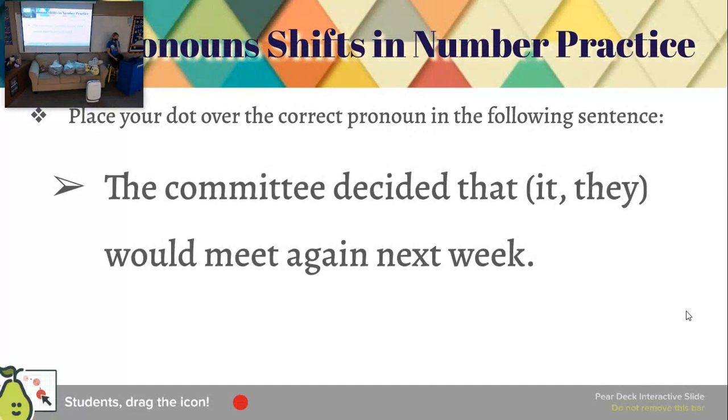All right, try this one. Find the word that the pronoun is referring to. Find the antecedent first. Ask, is it singular or plural? Your pronoun that you choose should match.